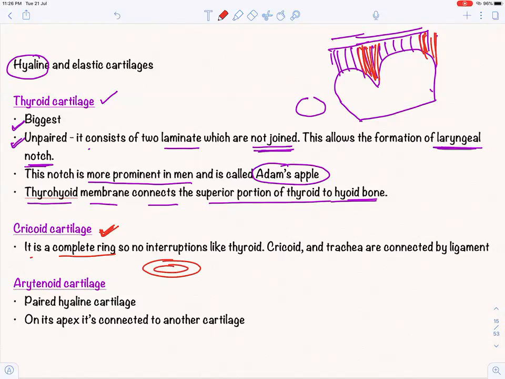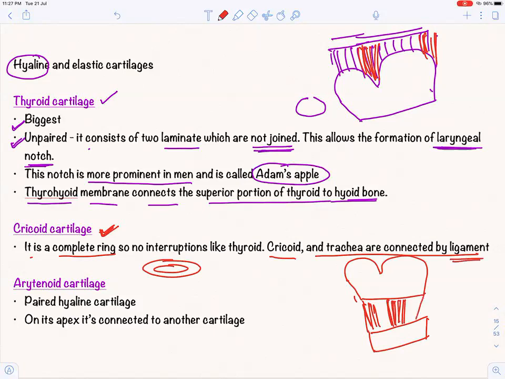Okay, cricoid and trachea are connected by ligament. I told you that if this is thyroid cartilage, this is cricoid cartilage. So this is the muscle and this is the median cricothyroid ligament. Okay, so this is connected by a ligament and there are muscles also.